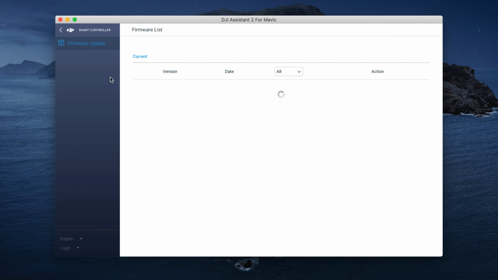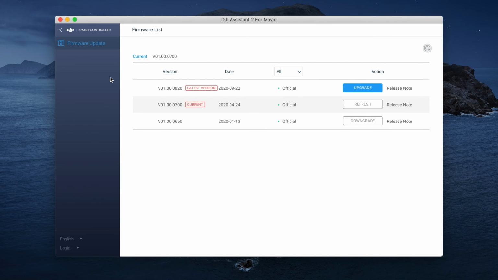So that evening I came home and I went to DJI Assistant and I looked at the version that I was currently on. In this case, it was 1.00.0820, and that was the one that was released on 9/22. I remember that I upgraded to the update that was released on 4/24, which was 1.00.0700. I don't know if you remember that. That was right about the time that the Mavic Air 2 was announced. And I didn't have any problems with that firmware. It's been phenomenal and it's been working great with the Mavic 2 Pro and the smart controller.